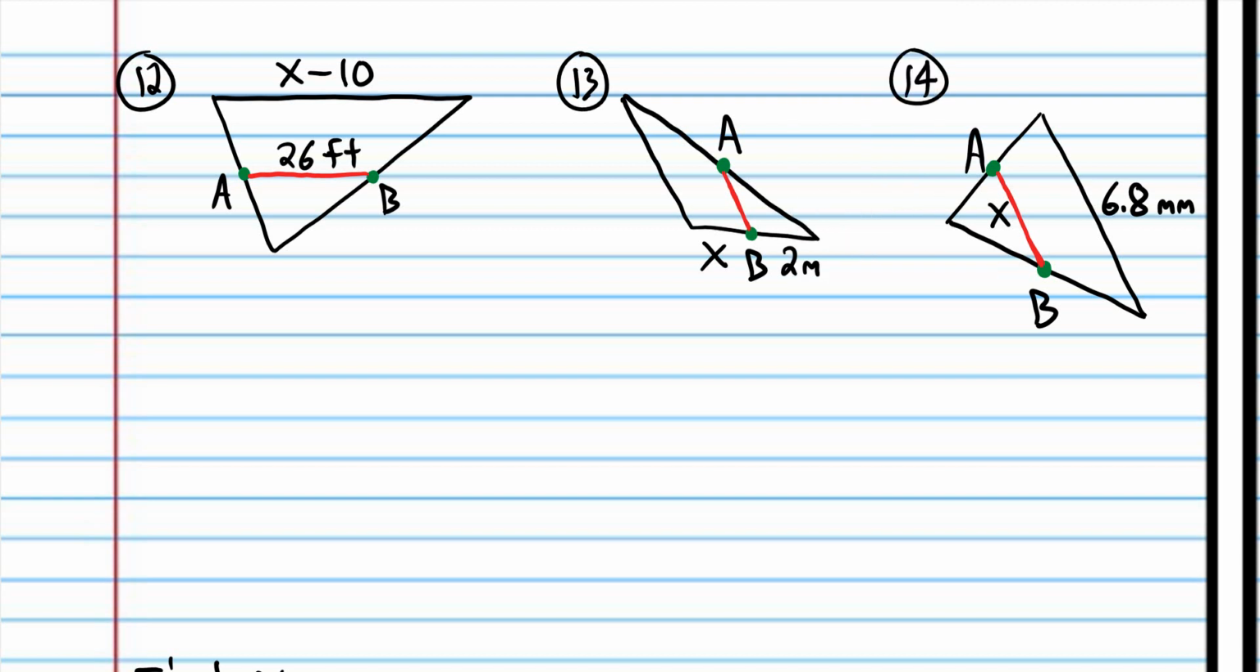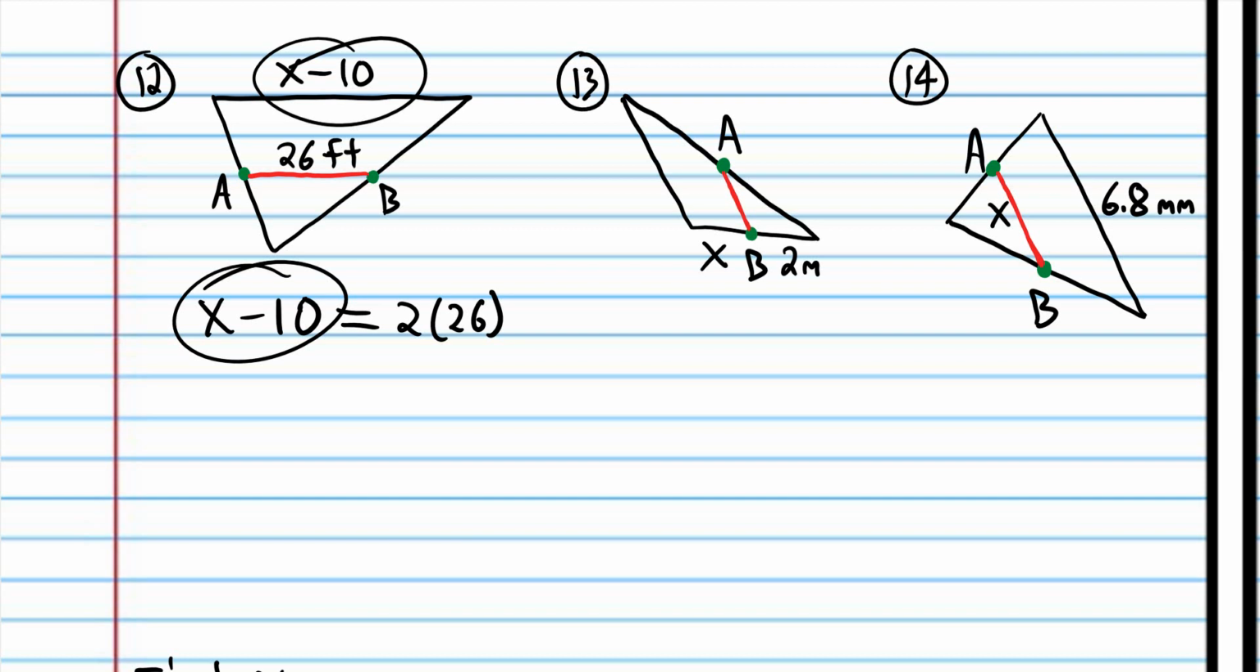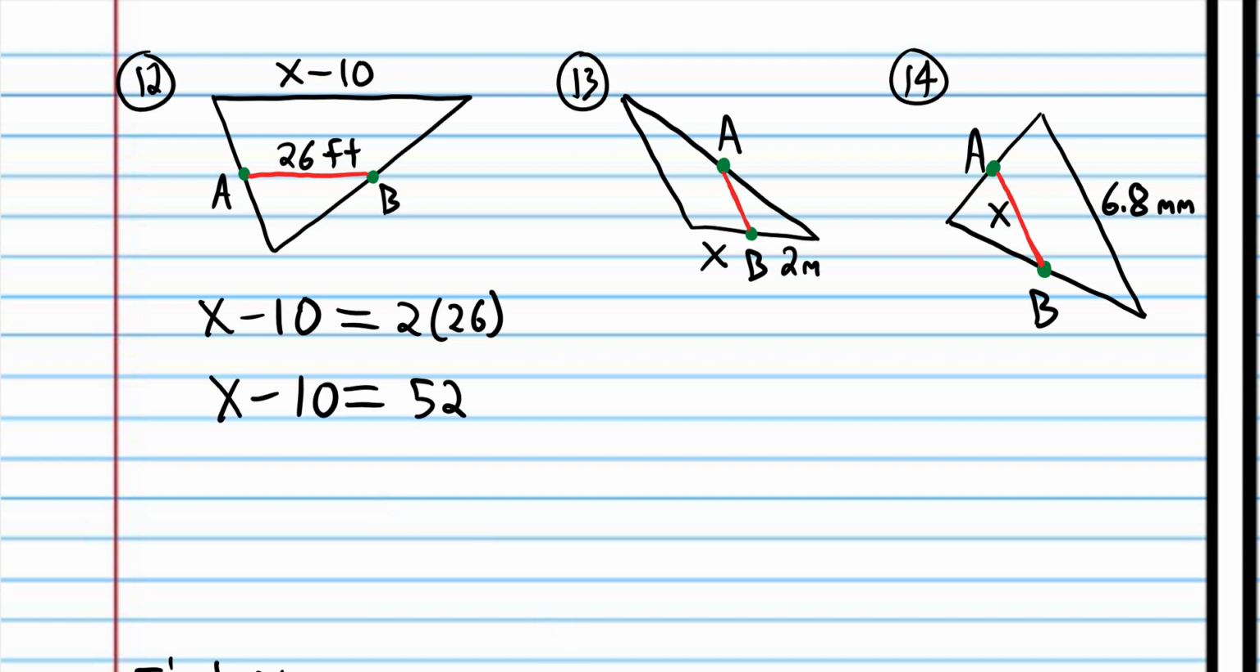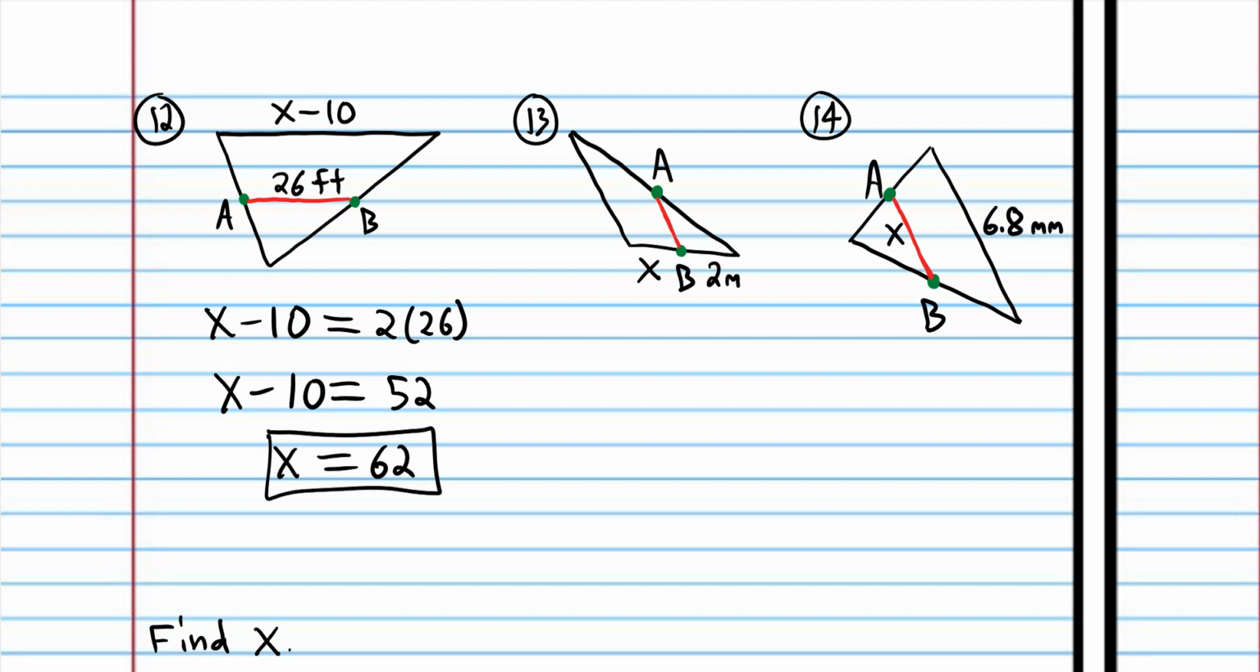So x minus 10, because 26 is half of the length of the non-included side, we have to multiply 26 by 2, because this length must be double the midsegment length. So then we get 52, and just add 10 to both sides, and we have 62. X is equal to 62. So if you got that answer, good job.